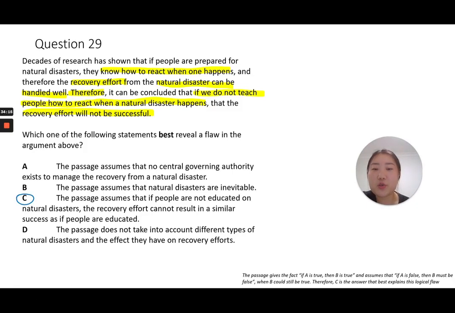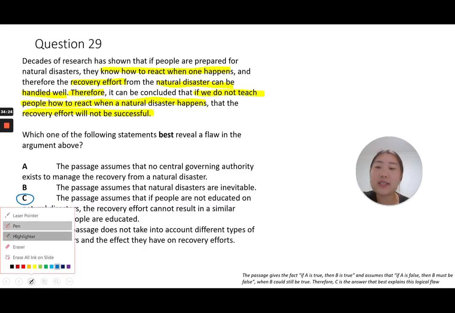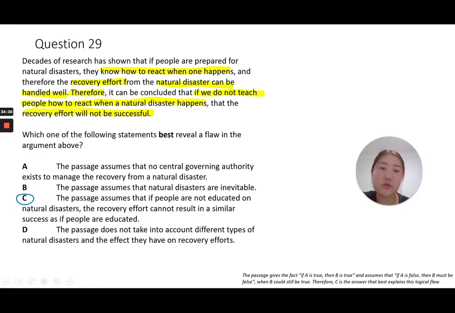The passage assumes that if people are not educated on natural disasters, recovery effort cannot result in a similar success as if people are educated. Okay, that's an assumption that they're making from their previous argument. If something is true, then another thing is true. Therefore, if something is false, then the other thing must be false.